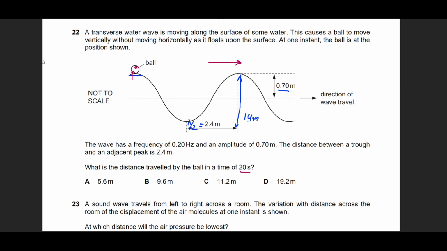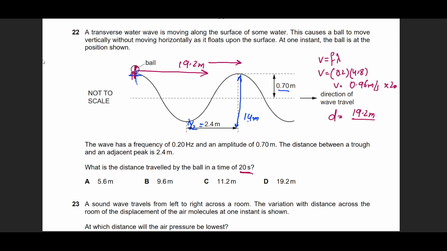So first, let's apply V equals F lambda, right? First, let's find out the velocity. The frequency is given to us as 0.2. What's the wavelength? It is going to be double of 2.4, which becomes 4.8. So the velocity of the wave comes out as 0.96 meters per second. And I have a time of 20 seconds, so let's multiply this with 20. I get a total distance traveled in this direction as 19.2 meters. So it means that from this point onwards, the ball is going to experience a wave that is going to move 19.2 meters in this direction.